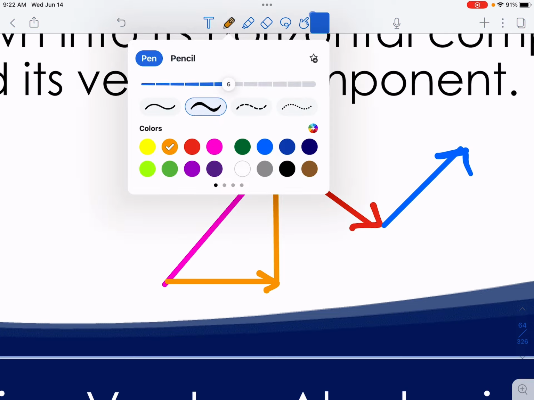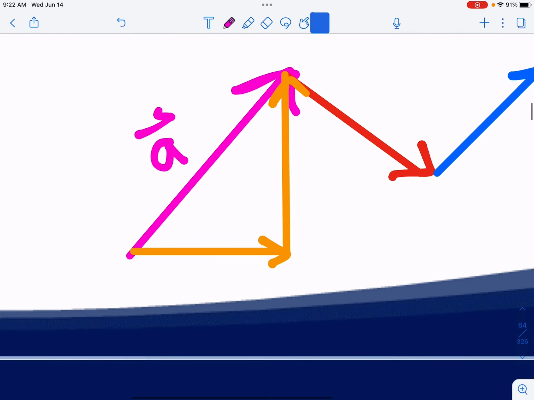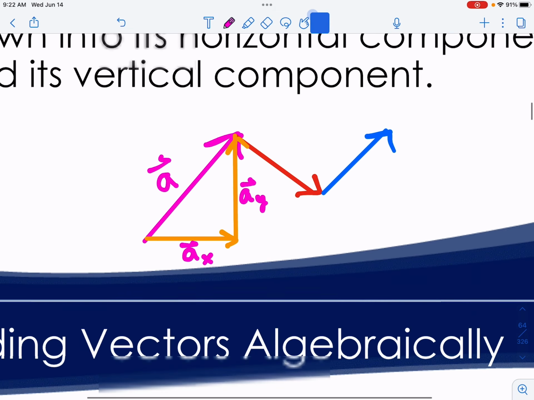Here we can say this is vector A, and here we have A sub x, because it's the horizontal one, and A sub y. And if we add A sub x plus A sub y, we get the resultant vector A. And you can do that for each of these vectors. So you could do that for the red vector and the blue vector, okay?